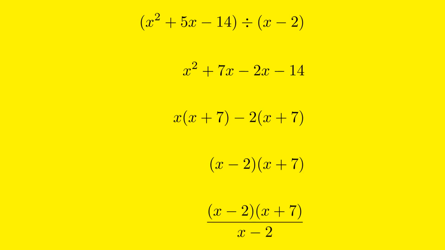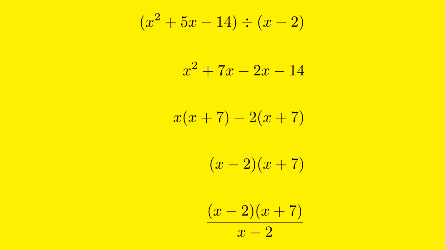To solve the problem of reducing the rational expression x squared plus 5x minus 14 divided by x minus 2 to its lowest terms, we start with step 1, which is factoring the numerator. The given rational expression is x squared plus 5x minus 14 divided by x minus 2. Our first task is to factor the quadratic polynomial in the numerator. Factoring helps us to simplify the expression by breaking it down into simpler terms that can be easily divided.